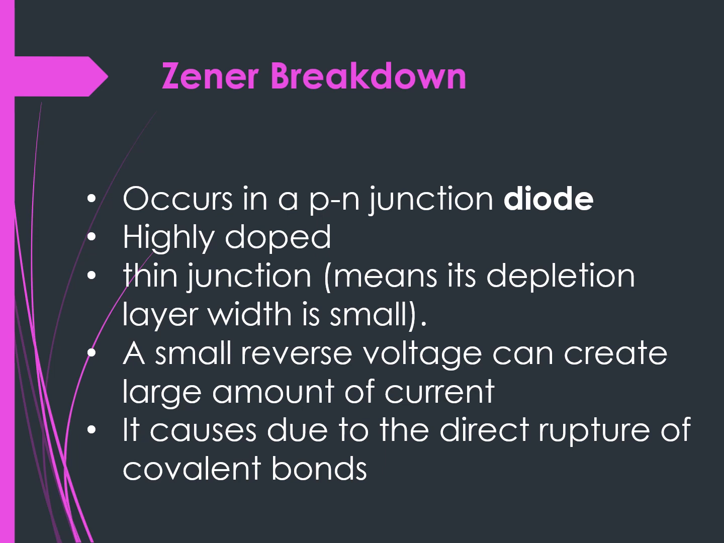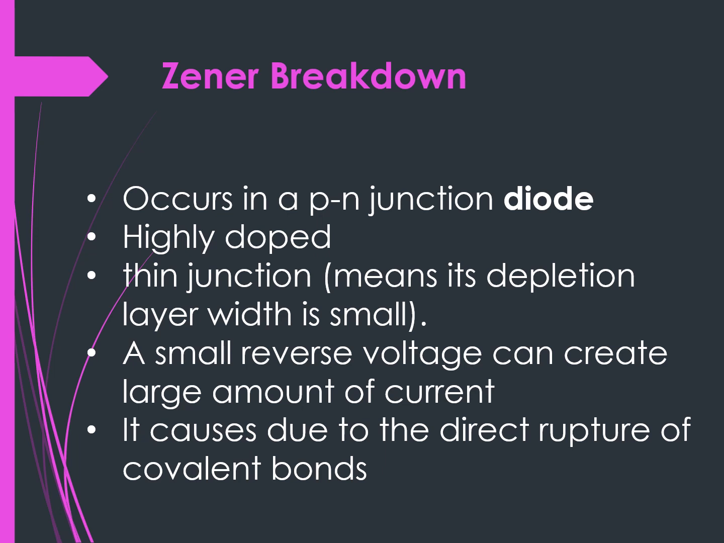due to an intense external field being applied, and thereby there is a direct rupture of the covalent bond. The electrons and hole pairs are created. In the junction, a huge amount of current is developed, and in this case the depletion layer is very small, the thickness is very small.